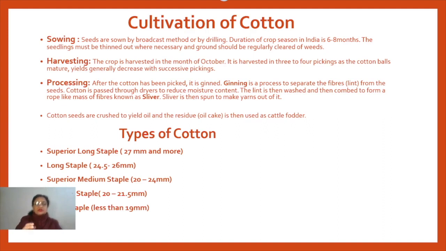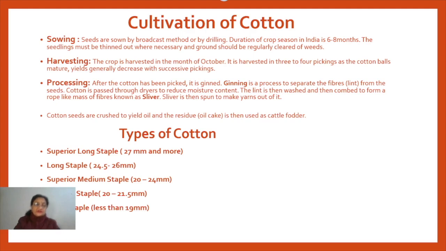almost 33 to 35% of the total cotton produced in India belongs to this variety. Now how do we know how long superior long staple is? For that purpose we need to remember the length of the fiber or the lint. According to that we can categorize it under different varieties. Superior long staple has a length of 27 millimeters and more, right? 27 millimeters or more than that.